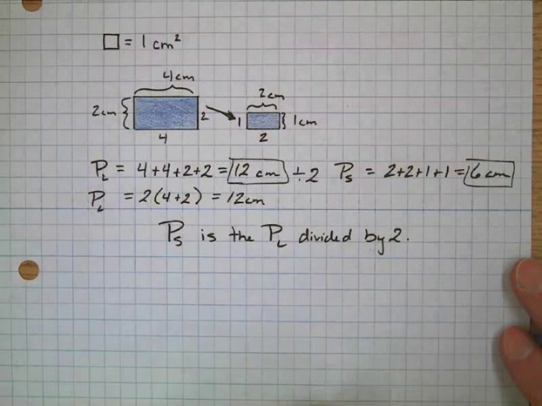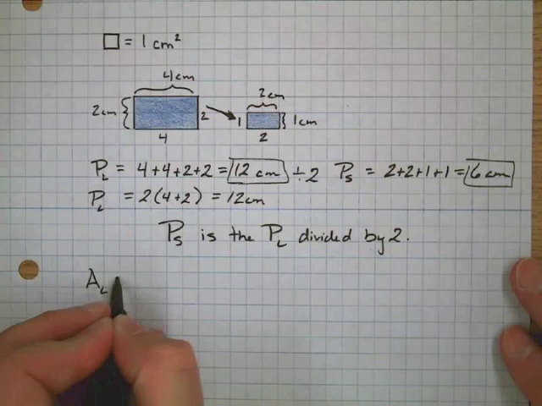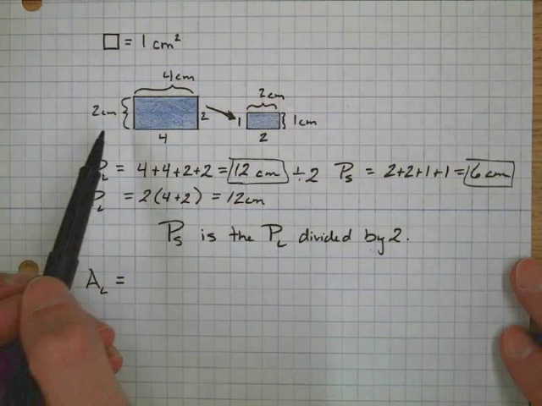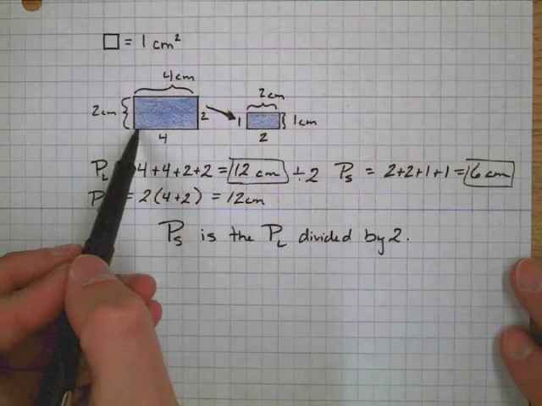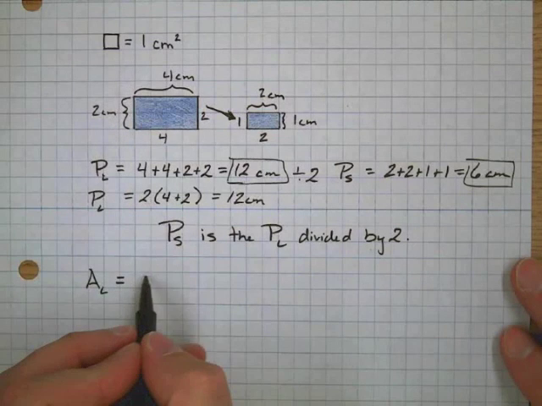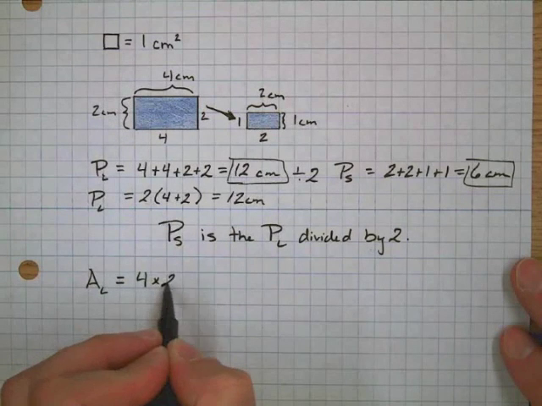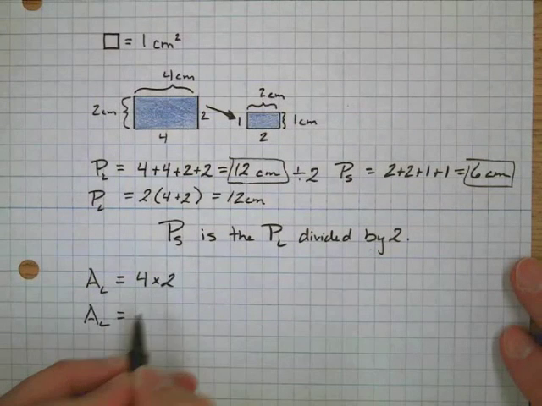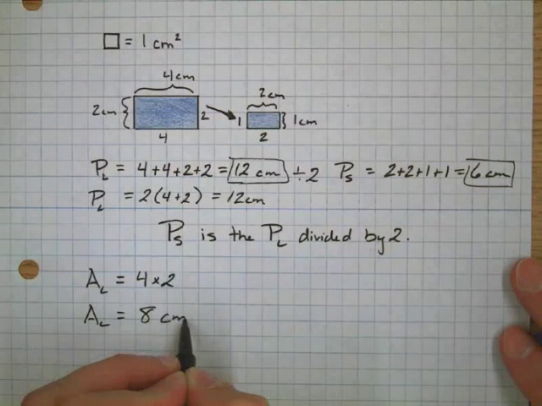Now let's take a look at area. So let's take a look at the area of the large. Well, we know the area is length times width, or base times height. And so we have a length or a width of 4 and a height of 2. So we have 4 times 2, and that is going to give us 8 square centimeters.